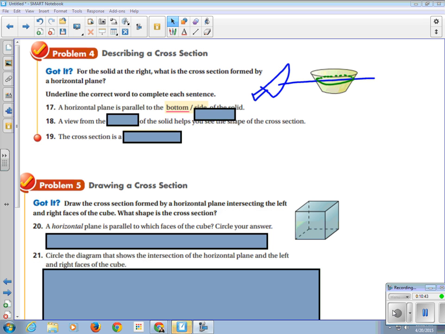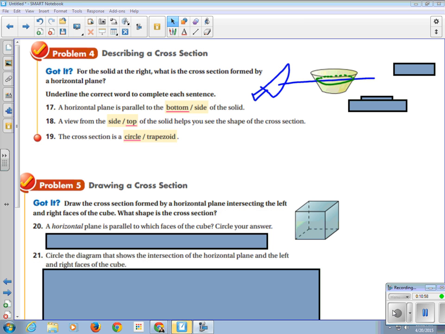Okay. So the horizontal plane is parallel to the bottom of the solid, because the side of the solid is not. A view from the top helps us see the cross section, and the cross section is a circle because we're looking down from the top. It is a circle. All right.